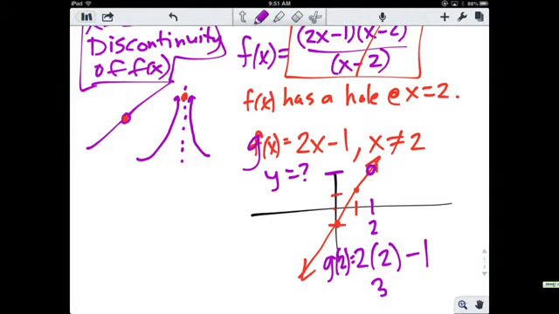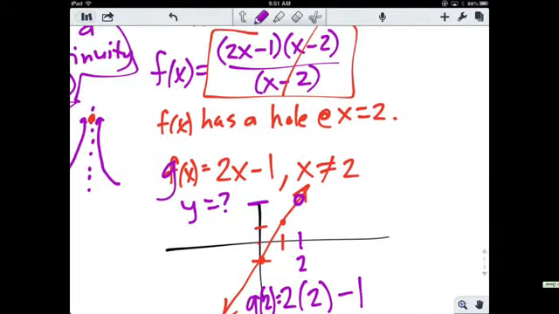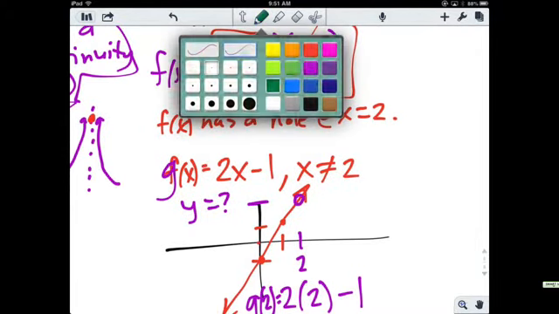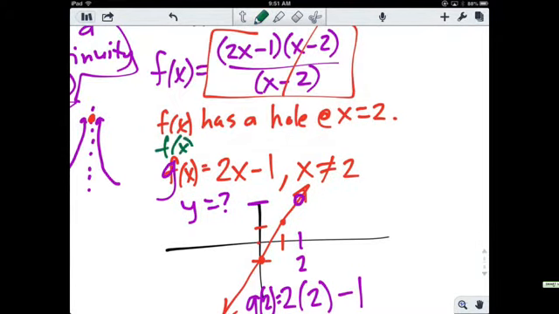So instead of saying f of x has a hole at x equals 2, we could do better now and say f of x has a hole at the ordered pair (2, 3). And there you go. So let's review.